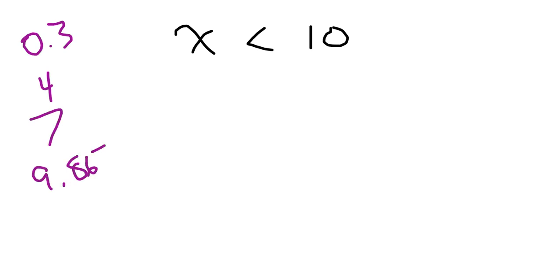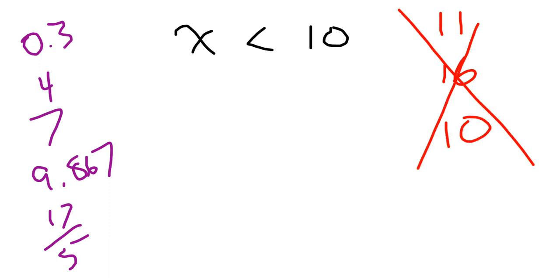We have all the positive numbers that are less than 10, anything from 0.3 to 4 to 7 to 9.867 to 17/5, all of those types of things. Those represent solutions to that inequality. We also have any negative number or 0 that presents a solution to that inequality. We also have a ton of numbers that are greater than 10, or even in this case equal to 10, that give us a false inequality. Numbers like 11, 16, 10, even. These numbers do not represent solutions to the inequality.